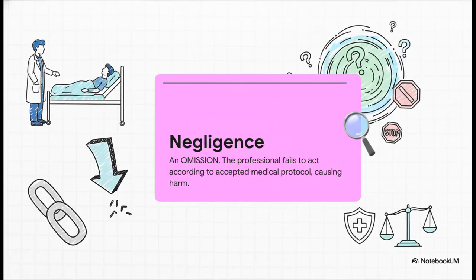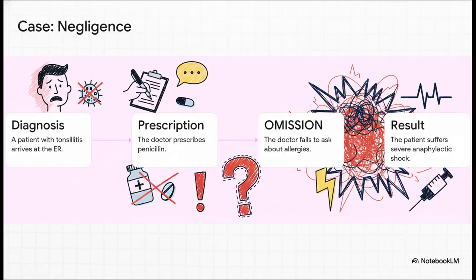So first, let's talk about negligence. And the key word here, the one to really remember, is omission. This is when a professional knows the right thing to do, the standard of care, but they just don't do it. They had a duty to act, and they failed to act. This case makes it crystal clear.